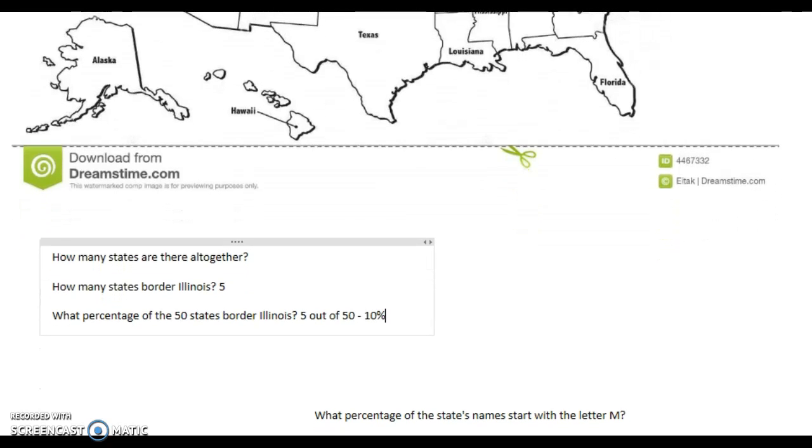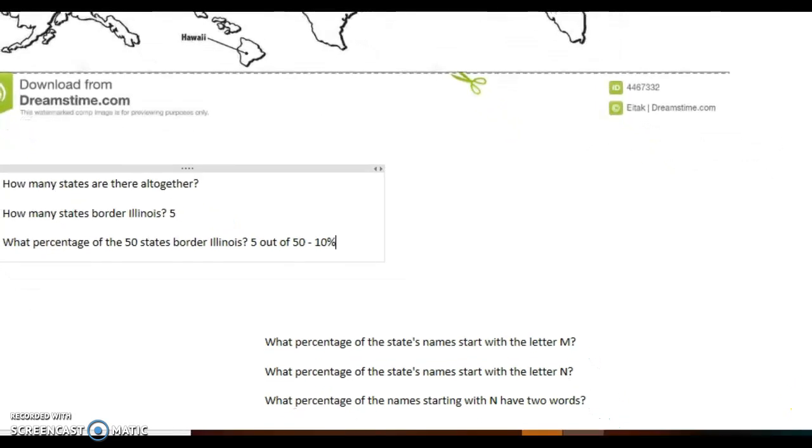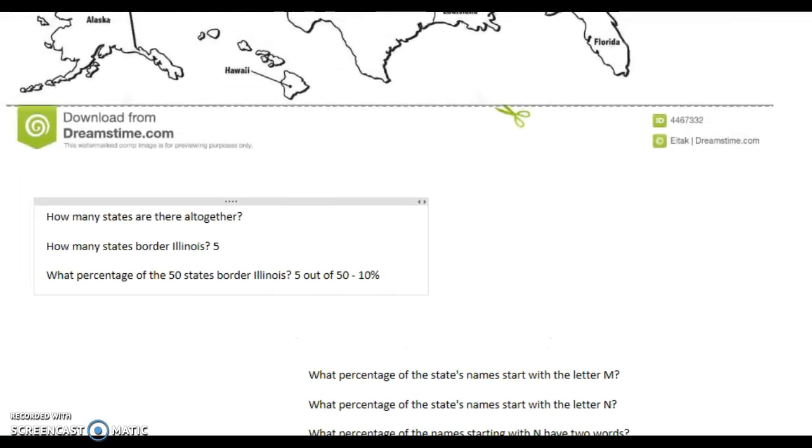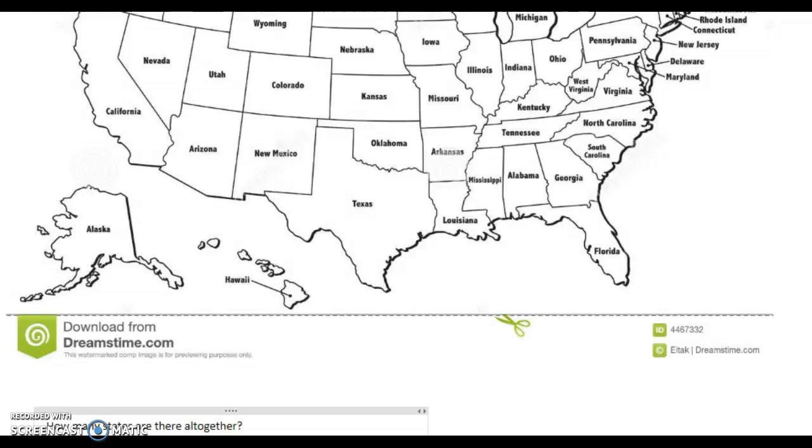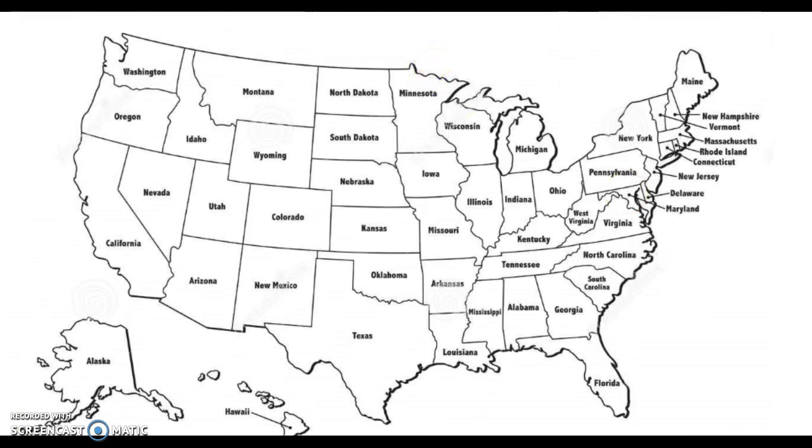All right, let's jump onto your worksheet then here, okay? So your worksheet, the first question asks, what percentage of the state's names start with the letter M? Okay, so let's scroll up here. All right, we need states that start with M. I see Montana, Minnesota, Missouri, Maine, Massachusetts, Maryland. I don't see any others.